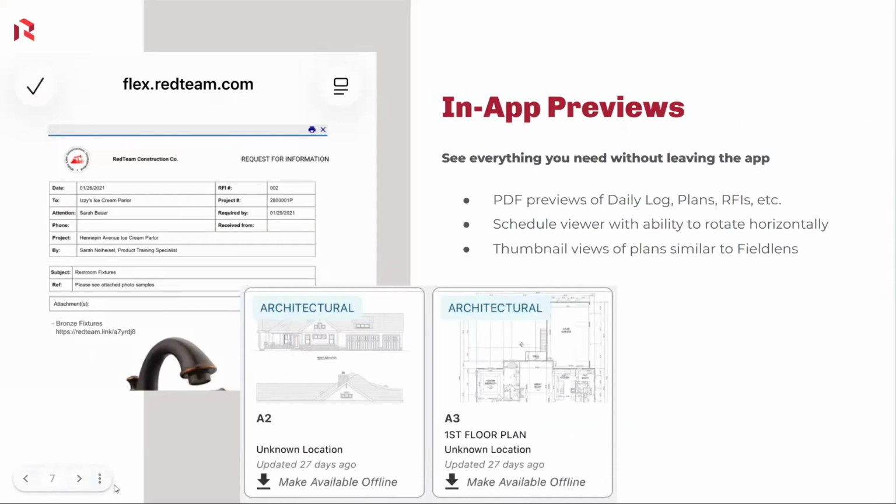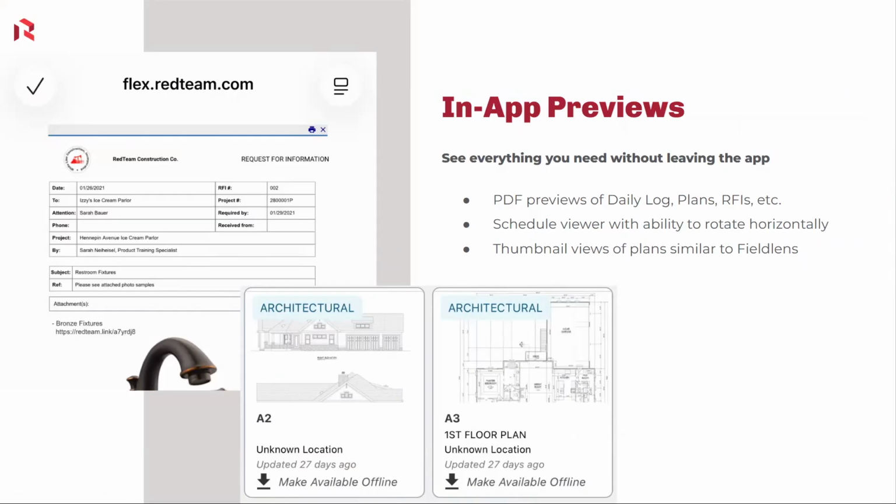The biggest difference here with our in-app previews is that we're no longer going to kick you over into a web browser. So you're going to be able to see everything you need without leaving the app. As you click on a PDF preview of your daily log, your plans, your RFIs, anything like that, it's going to pop open in the app. The screenshot you're seeing right here, the one on the left, is what you're going to see. You'll just click that check mark to exit out of a preview, and you're going to have the ability to see it right there in the app.